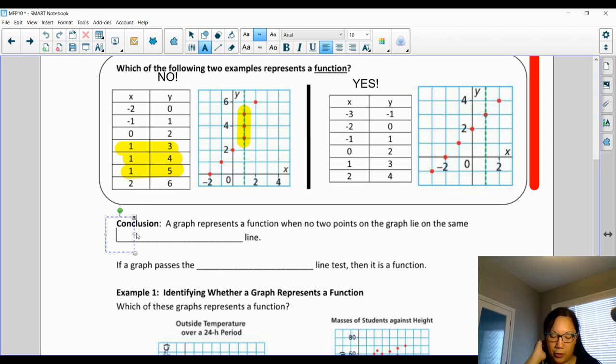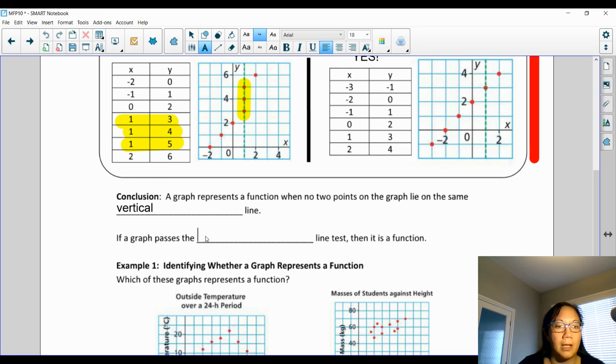And so we can say in conclusion that a graph represents a function when no 2 points on the graph lie on the same vertical line. Now it's okay if we have them lying on the same horizontal line, but not the same vertical line. So we call that the vertical line test.